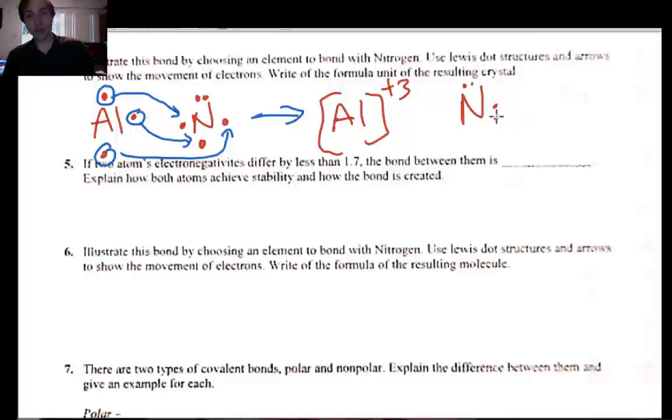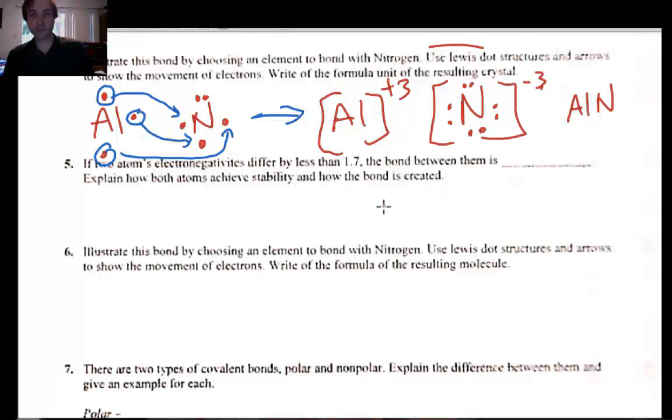Nitrogen, on the other hand, has gained 3 electrons. So nitrogen's Lewis dot is now going to look like a nice, pretty octet, 8 dots. But it has 3 electrons more than it started with, so its overall charge is going to be negative 3. Once that happens, we have a positive 3 charge and a negative 3 charge, so these guys are going to stick together. The positive charge is attracted to the negative charge, and we get the formula unit AlN. So we made an ionic compound, and the way it formed was aluminum gave 3 of its electrons to nitrogen, nitrogen keeps them and becomes an anion of negative 3, and aluminum, having lost its electrons, is now a cation of positive 3.